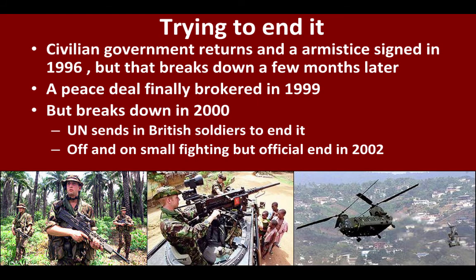Now, eventually, they do try to end the war. The government of Sierra Leone will change in 1996. It'll go from a military-led government to a civilian government. They're able to sign an armistice or a ceasefire in 1996 to try to calm the fighting. It fails after 3 months, and it continues on, and so does the selling of the diamonds. They finally get a peace deal done in 1999, but that peace deal broke down in 2000, until finally in 2002, the United Nations will send in British forces to defeat the RUF and end it, and the war ends in 2002.